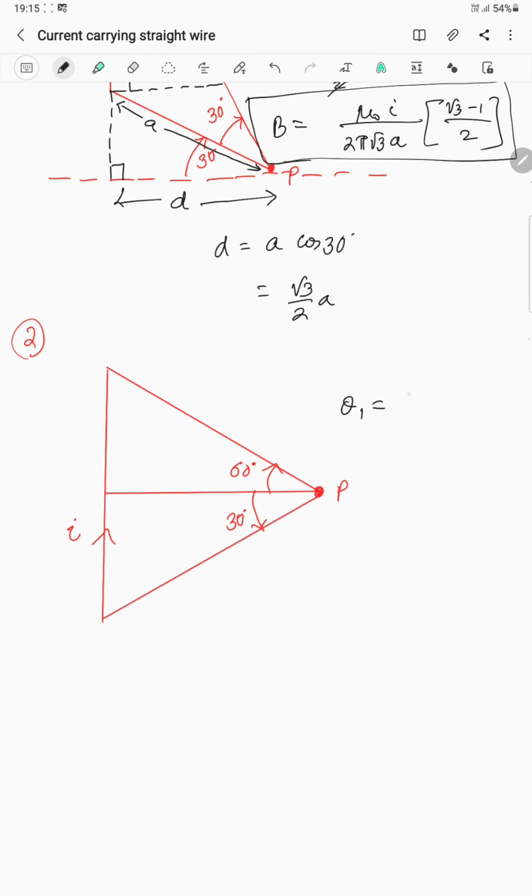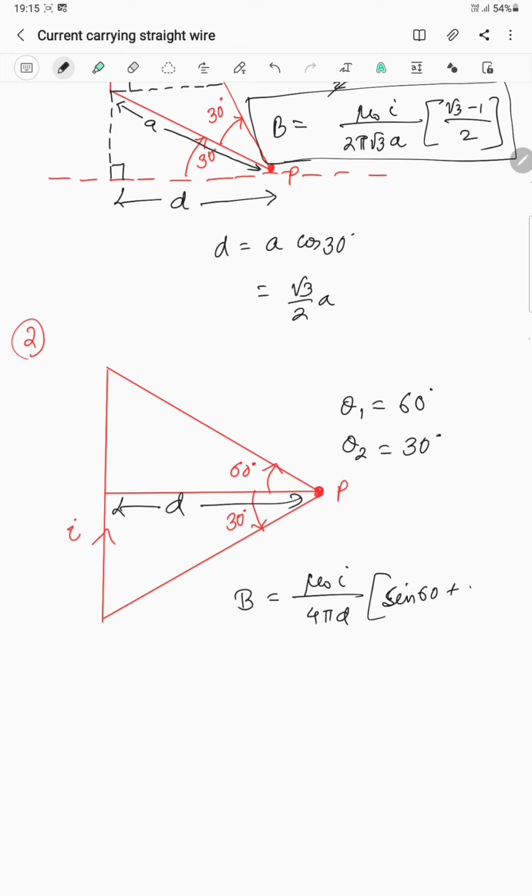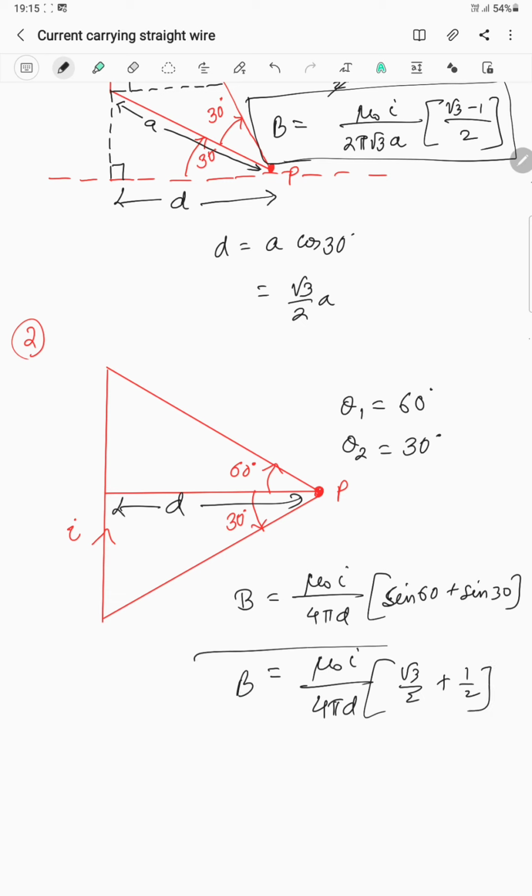My theta 1 is going to be 60 degrees. It is very easy. Theta 2 will be 30 degrees. So B will be how much? B will be equal to, and this is your D, B will be mu naught I divided by 4 pi D, then sine 60 plus sine 30. So this will be equal to mu naught I by 4 pi D, and here it will be root 3 by 2 plus 1 by 2. So this will be the magnetic field.